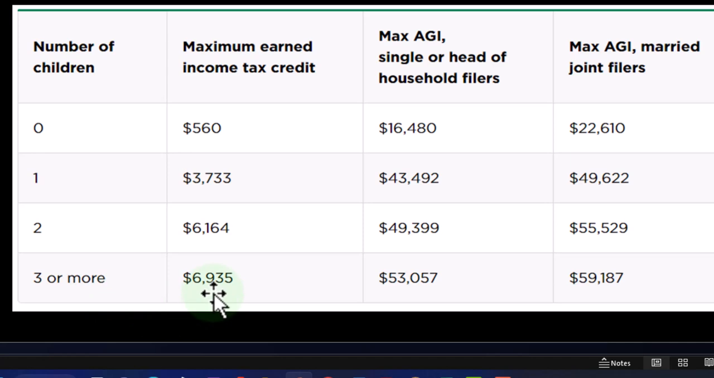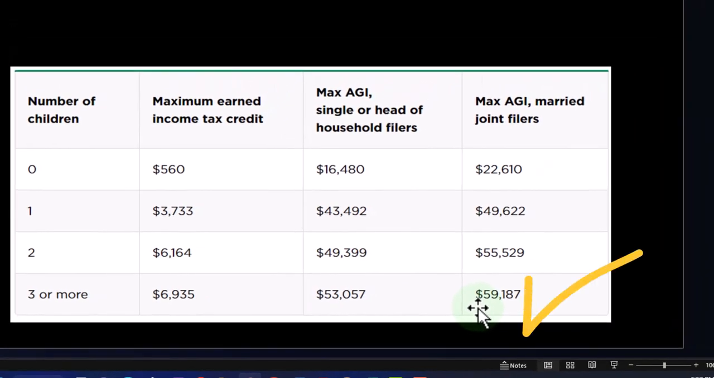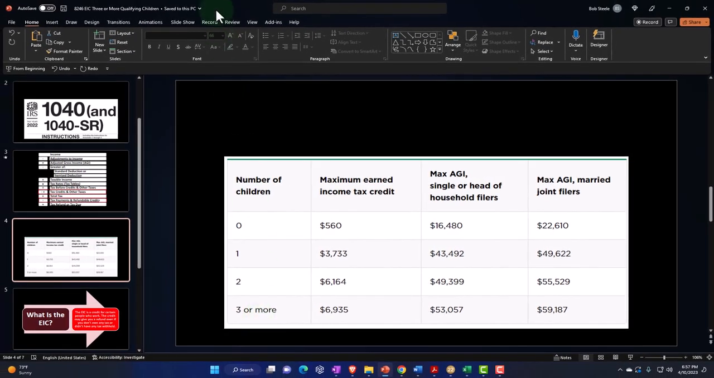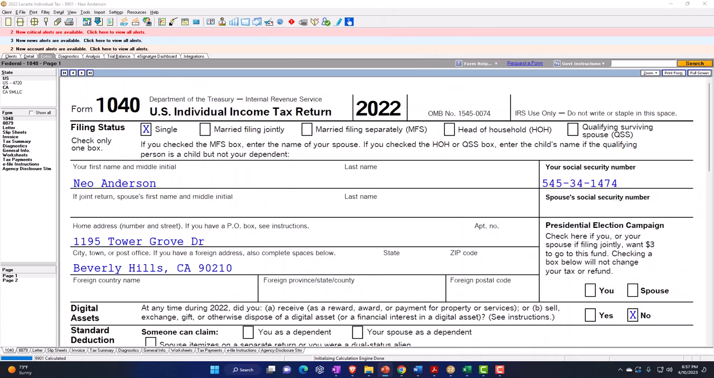It's at the $6,935, and the maximum income threshold doesn't double, but only goes to the $59,187, and you're not going to get any more benefit from the three kids. Now you'd have six kids, right? Instead of, and you're still going to cap out at three kids in order to get a benefit. So we'll take a look at that as well, and we'll try to plot out kind of a graph of what this looks like. So it's kind of interesting.